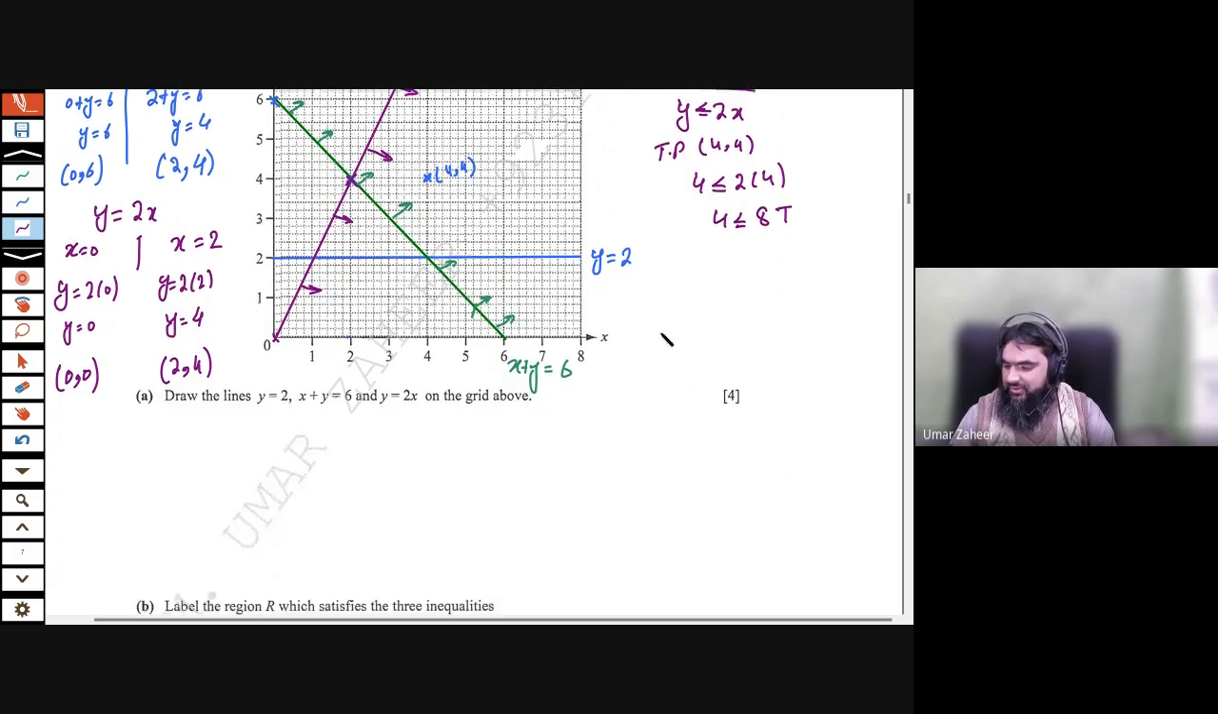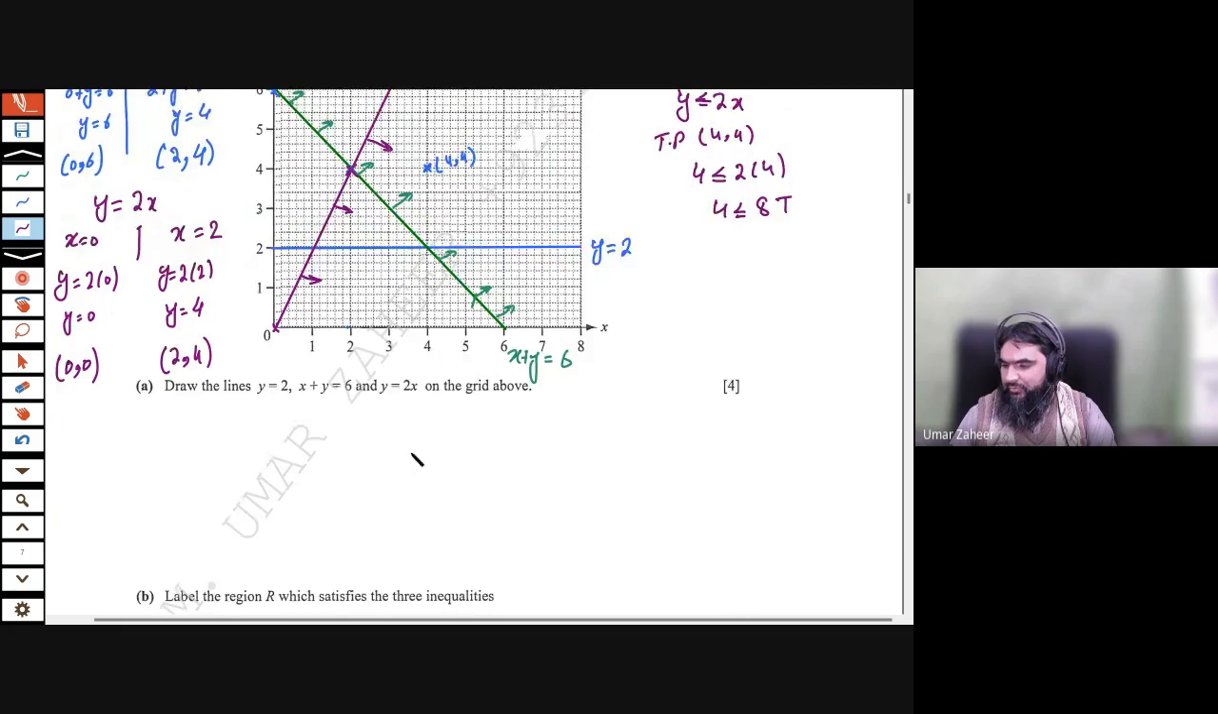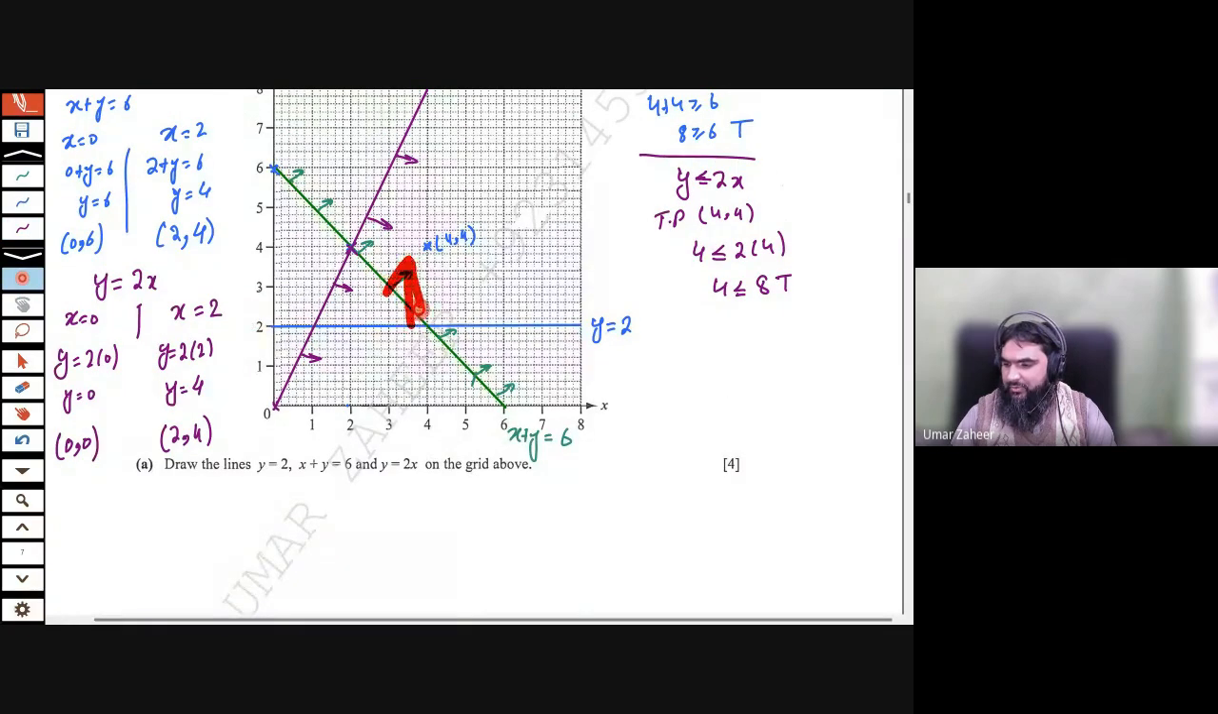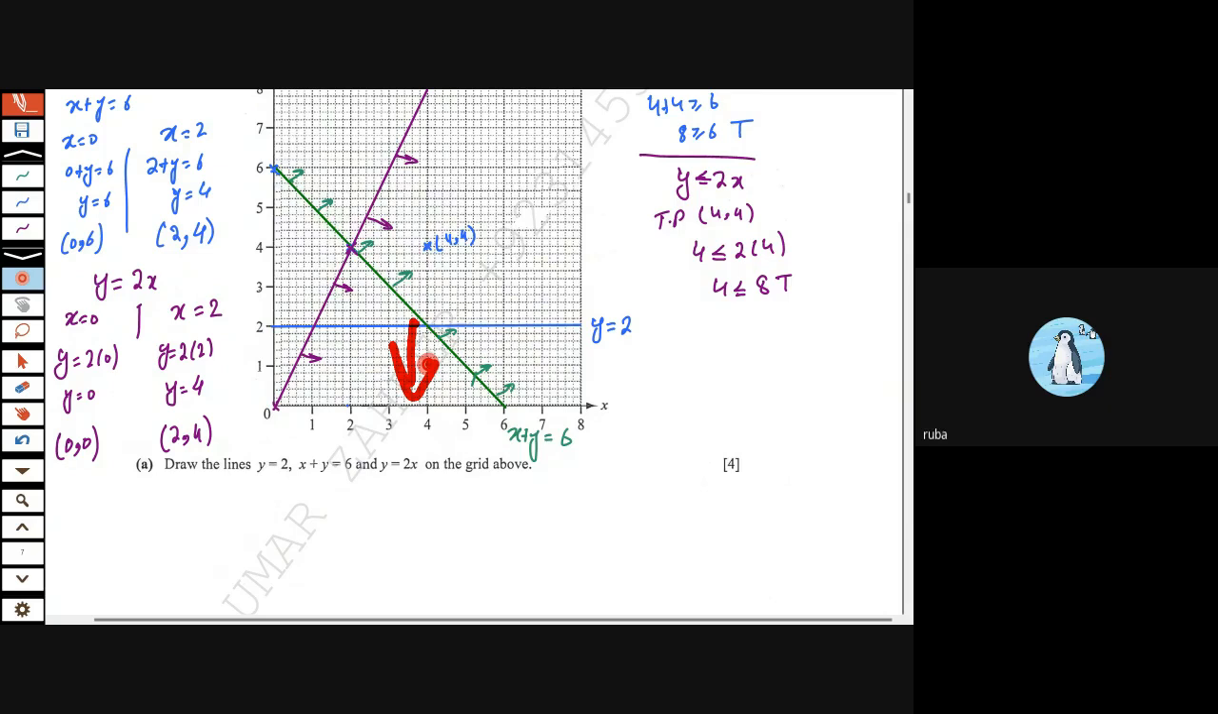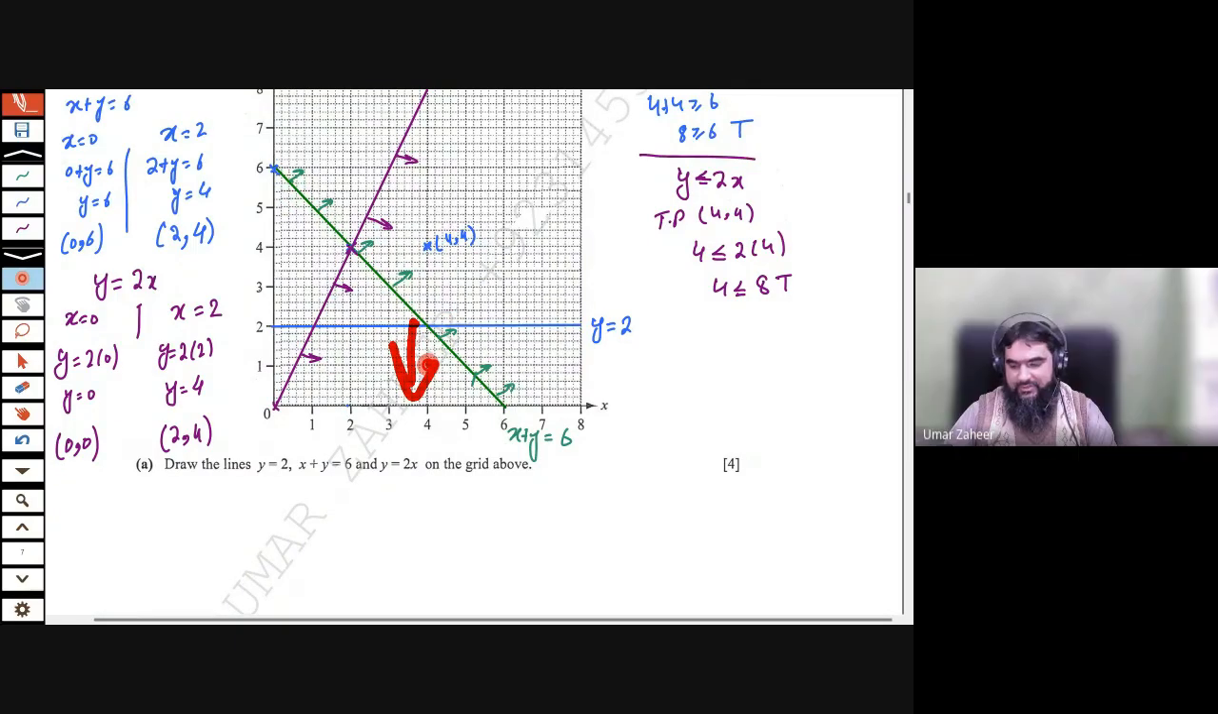Now the last one, he says that y is greater than or equal to 2. This is y is equal to 2. Y is greater than 2 is the above region or below region? Sir, it's the below. No, y is greater than 2, so it's the above region, right? Yes. It is the above region.